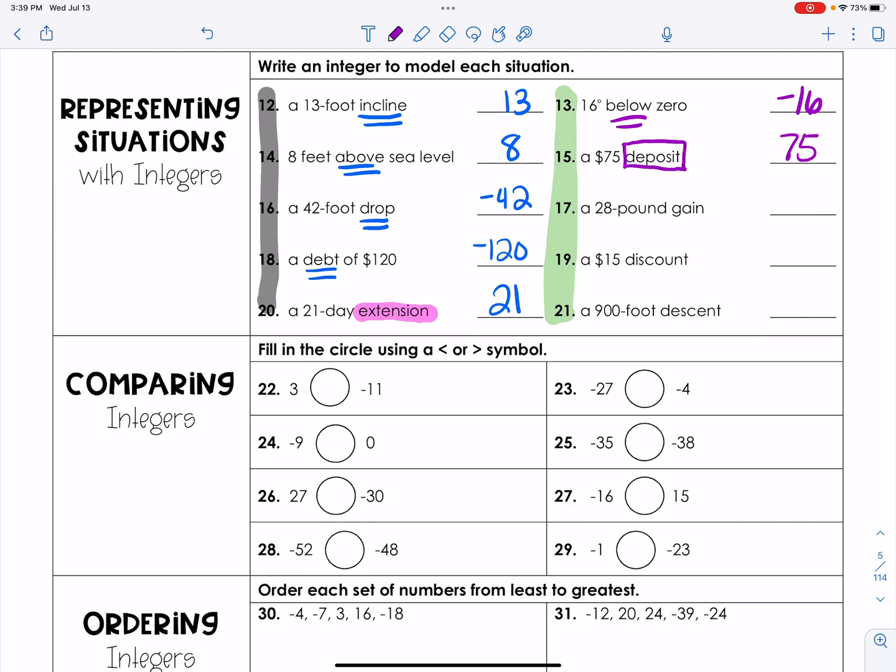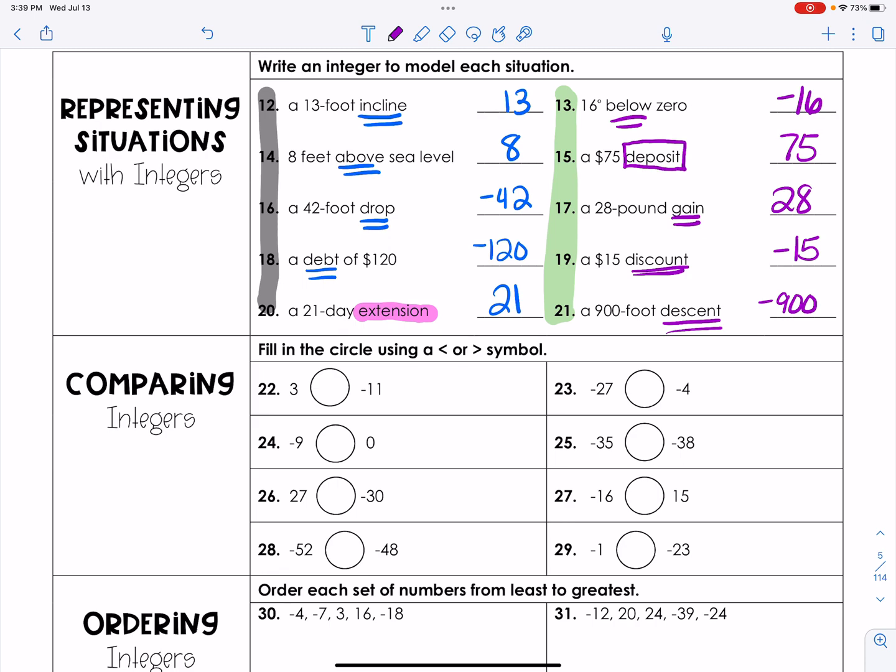A 28-pound gain, you're adding 28 pounds. A $15 discount means that you're losing. And a 900-foot descent means that you're losing, you're going down 900 feet.